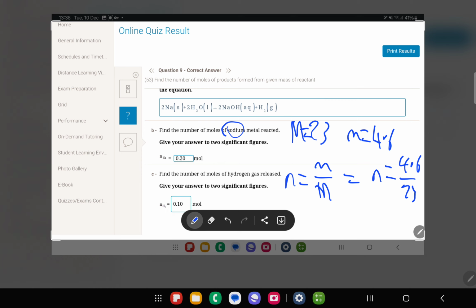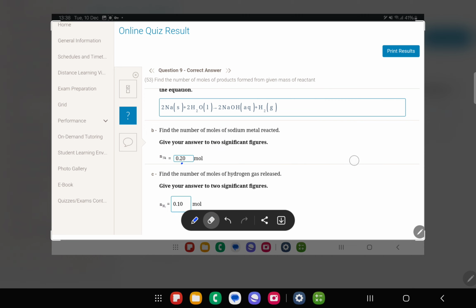4.6 over 23 is going to be 0.2. And here we can see we got 0.2, but they wanted two significant figures, so don't forget to add this extra 0. Alright? Now for the third one, number of moles of hydrogen gas released.